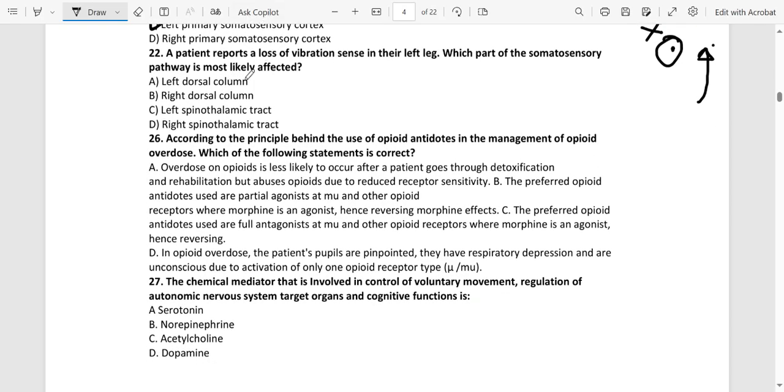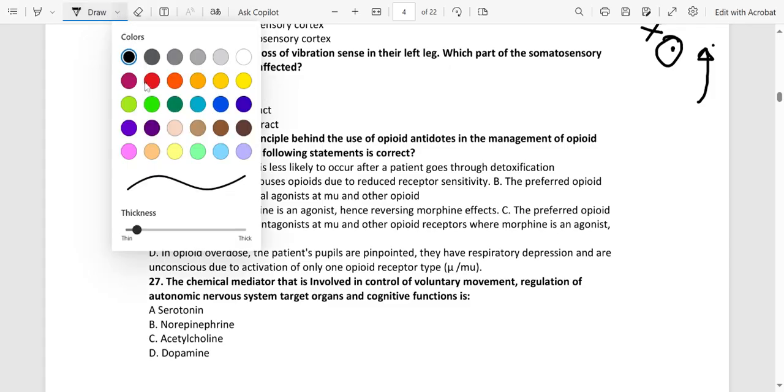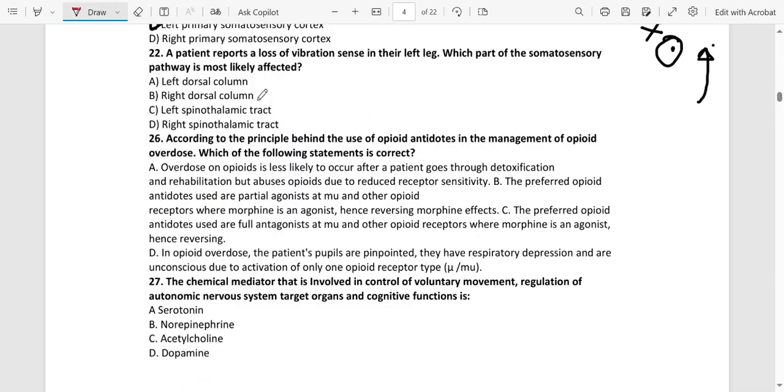A patient reports a loss of vibration sense in their left leg. Remember, this is vibration in their left leg. Which part of the somatosensory pathway is most likely affected? Left dorsal column, right dorsal column, left spinothalamic tract, right spinothalamic tract. Which one do you think is going to be the answer here? Left leg, and it is vibration. Which tract carries vibration? The dorsal column.